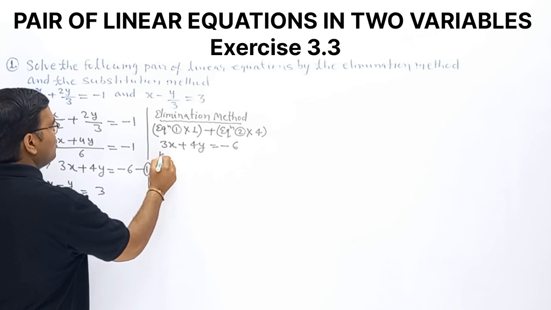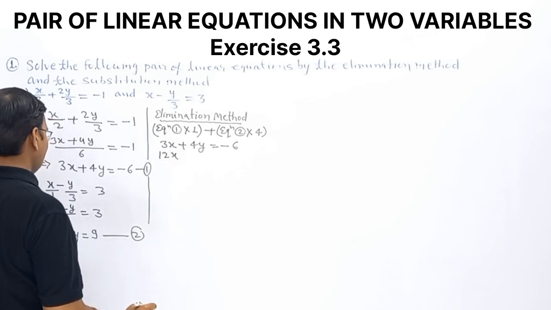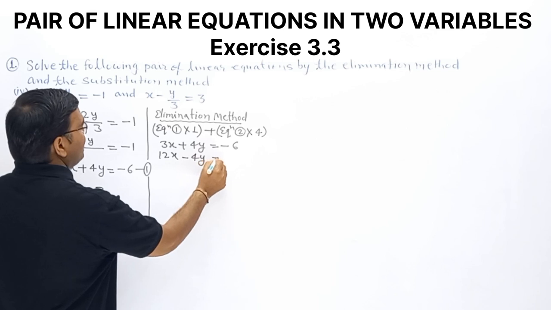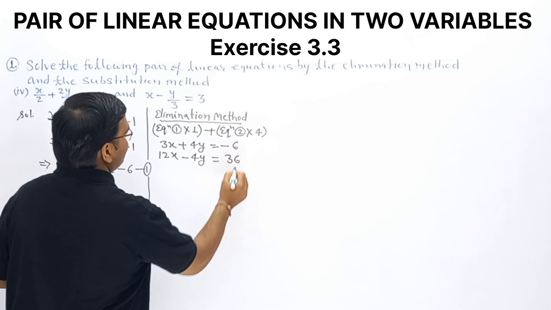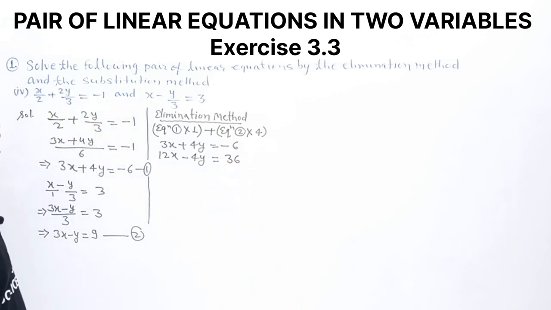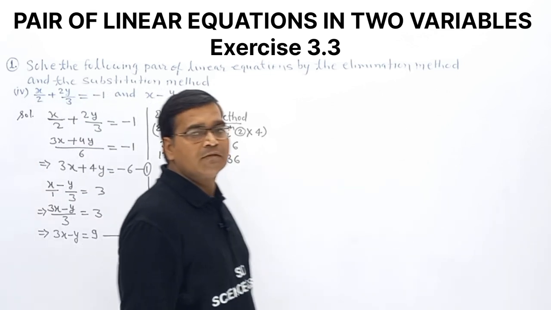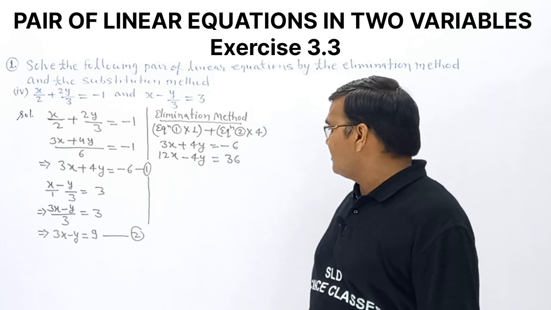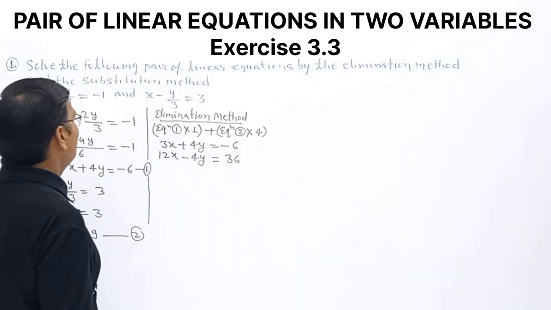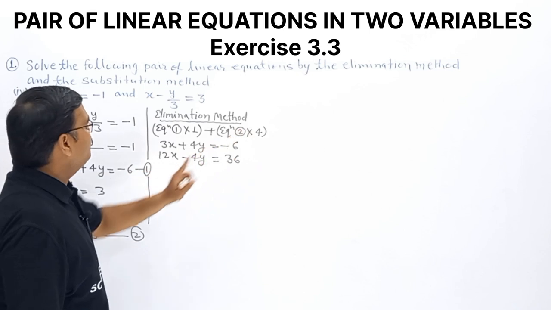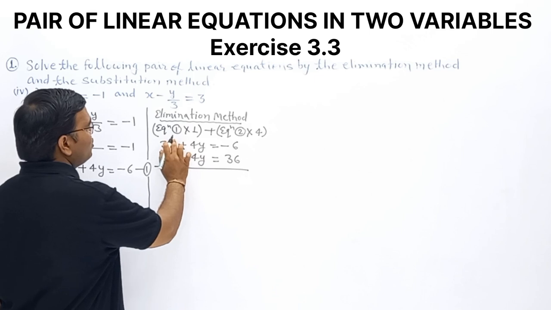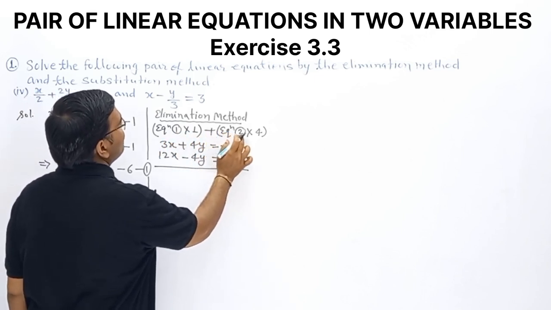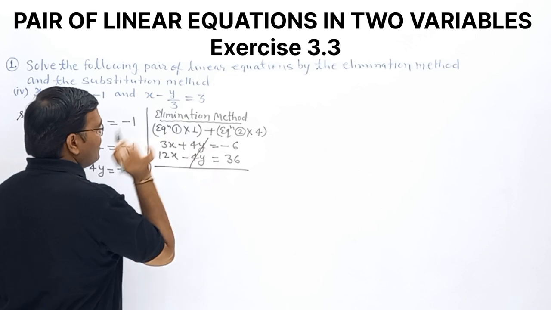So 4 times 3 is 12x, minus 4y, equal to 9 times 4, which is 36. So we multiplied this equation by 4 and got this one. Now we add both: equation 1 multiplied by 1 and equation 2 multiplied by 4. Then the y terms will cancel.